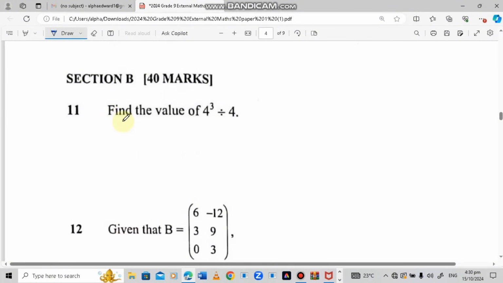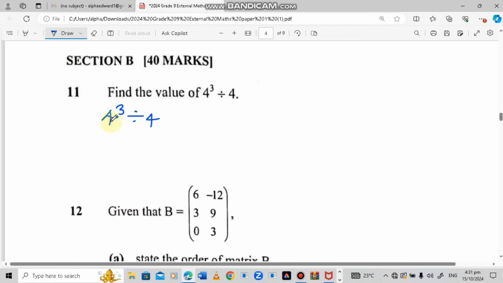Alright, we are now in section B, which is 40 marks. Okay, so the first question says find the value of 4 to the power 3 divided by 4. So 4 to the power 3 is not equal to 4 times 3, because many students make this mistake. So this does not mean this.